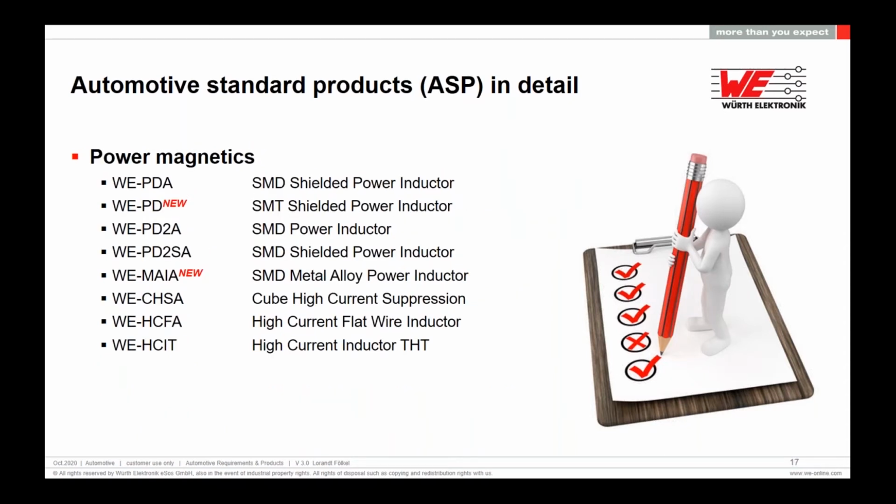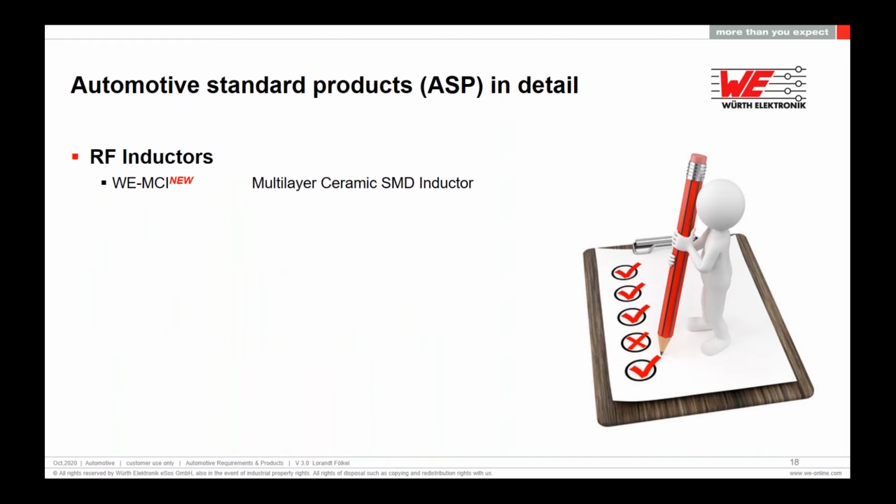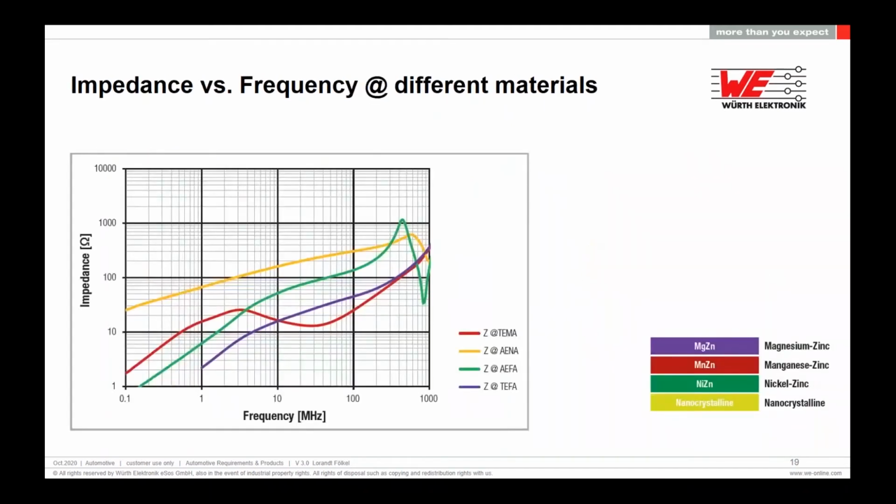There are different power magnetics for storage or for filtering in the form of inductors, and also RF components, which are multi-layer ceramic inductors for automotive applications. You may ask why we use so many different materials for our ferrites. Why don't we use only nickel zinc?